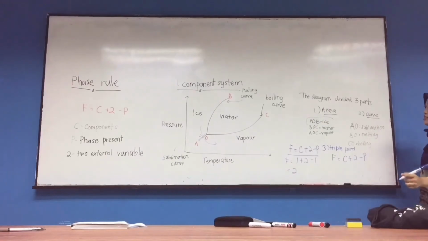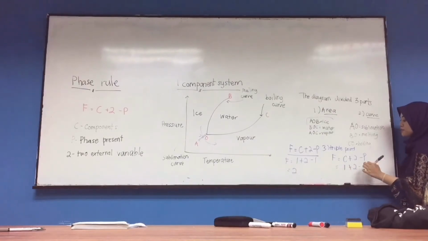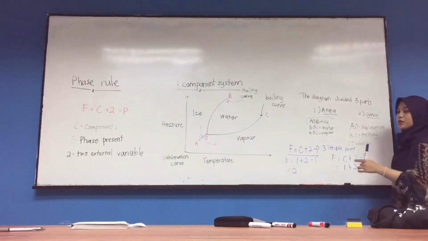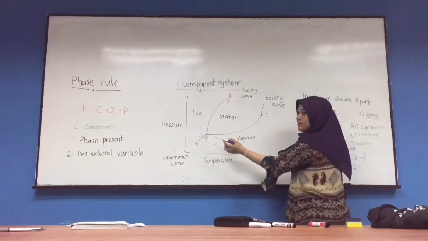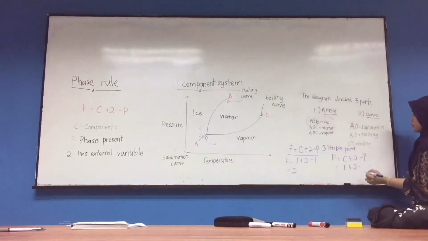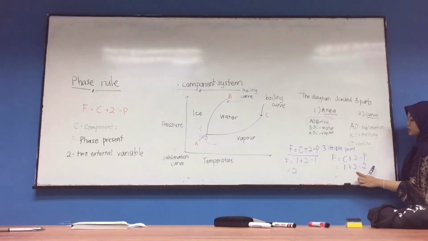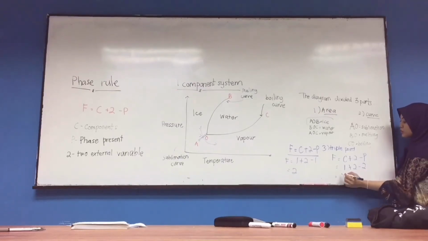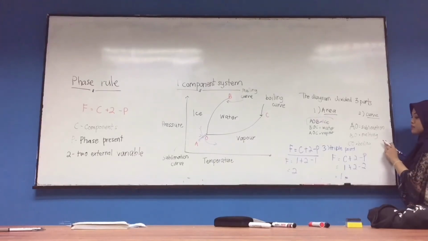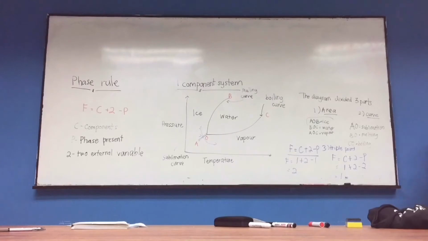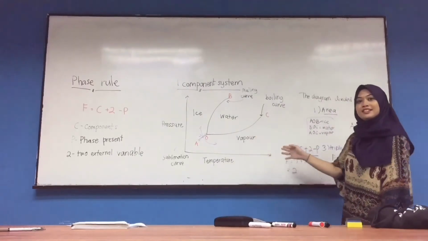F equals C plus 2 minus P. The component is equal to 1, so one component system plus 2 minus P. P is the phase. As we can see, the curve AO has 2 phases, ice and vapor, so we put minus 2. So 1 plus 2 equals 3, minus 2 equals 1. So the degree of freedom for the curve AO sublimation is 1. That's how you calculate the freedom of the diagram on the phase rule.